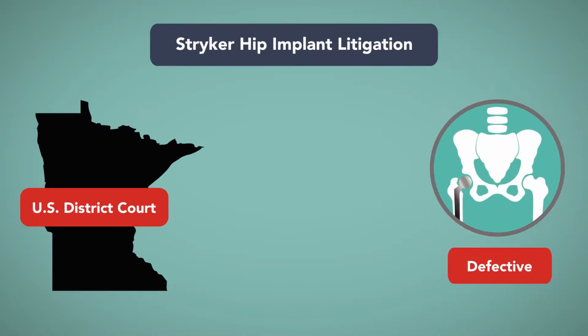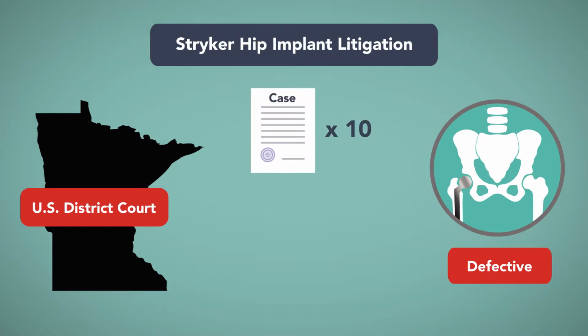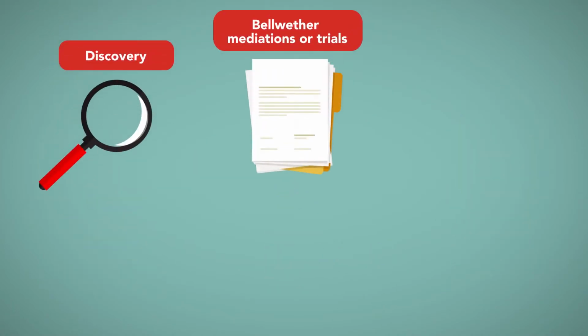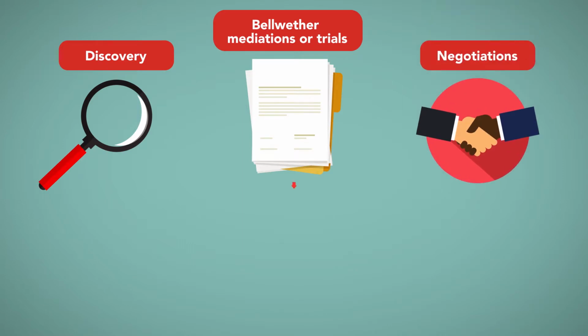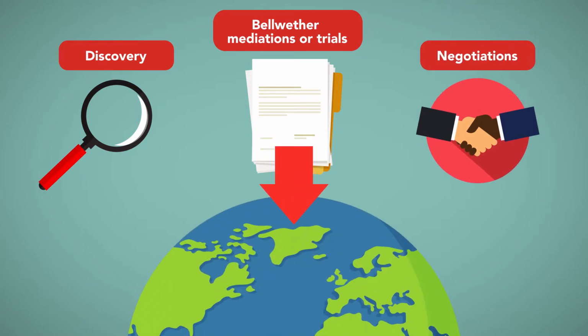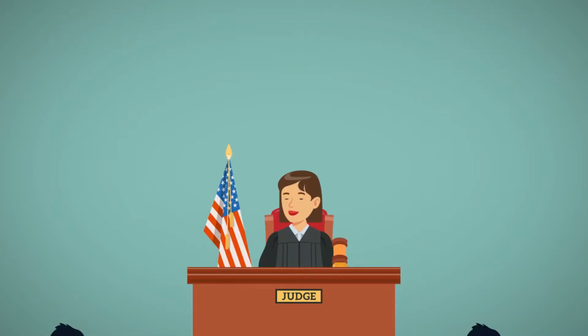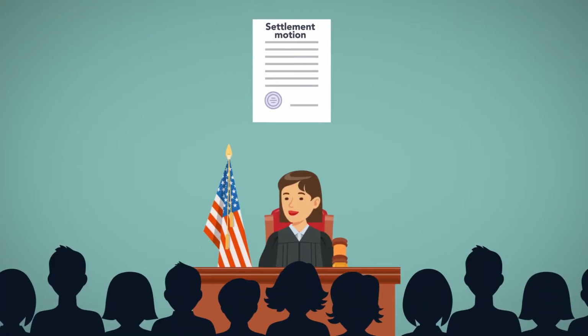In that case, plaintiffs alleged that Stryker Orthopedics hip implants were defective. After 10 of these cases went through the extensive mediation processes, the results of those mediations were used as a template to settle thousands of similar cases. After discovery, bellwether mediations or trials and negotiation between lead counsel, a proposed global settlement may be reached. This proposed settlement could be presented to the judge and all the various parties in the MDL as part of a motion to certify a settlement class.